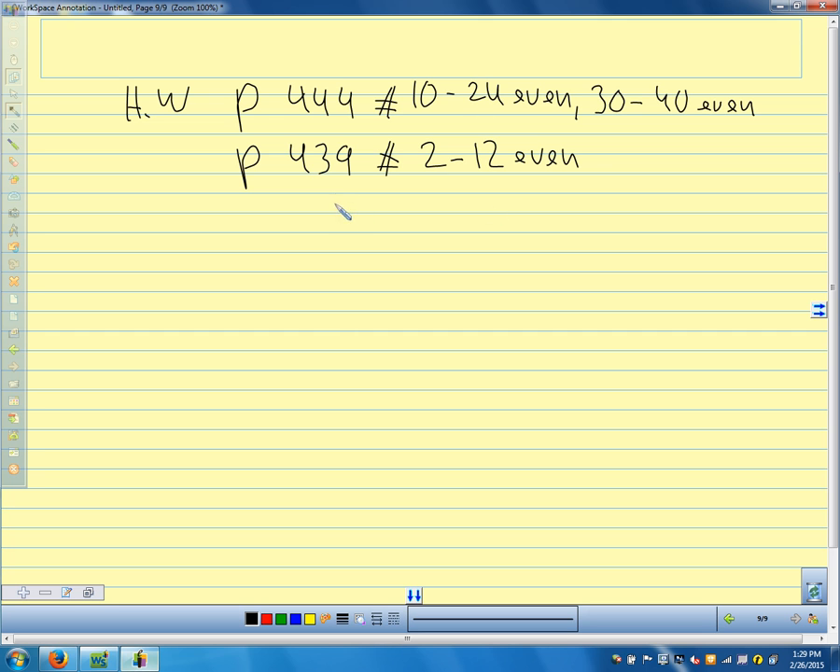Homework. This page 439 are all quadratic equations. So just some practice with those.